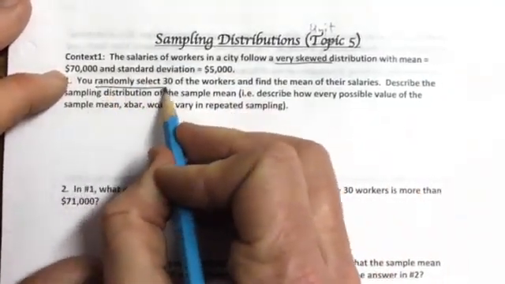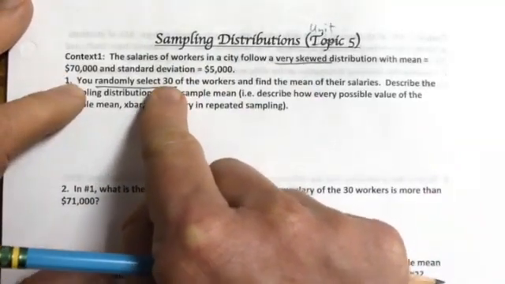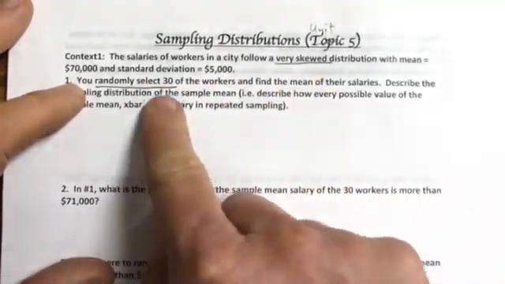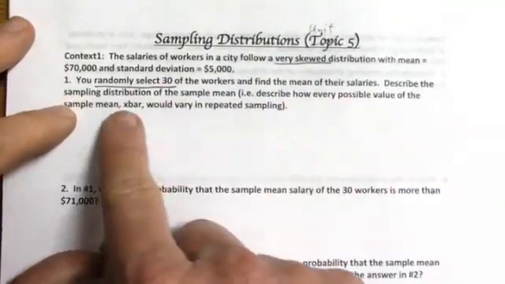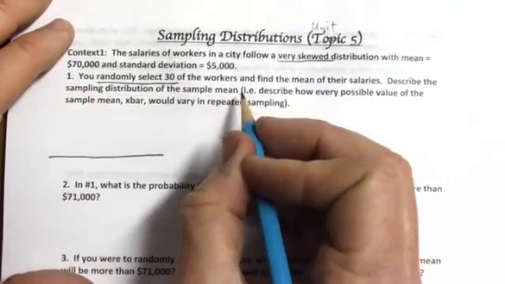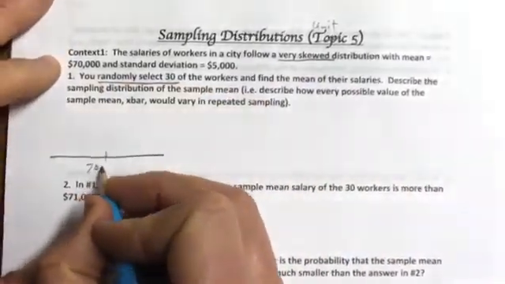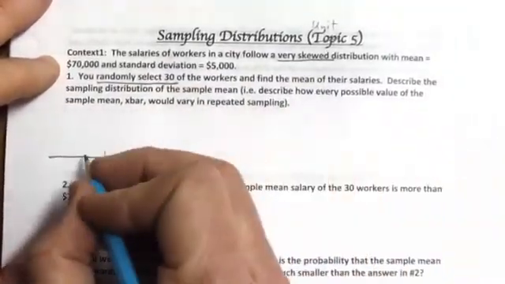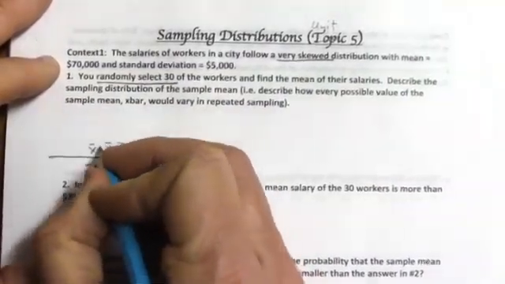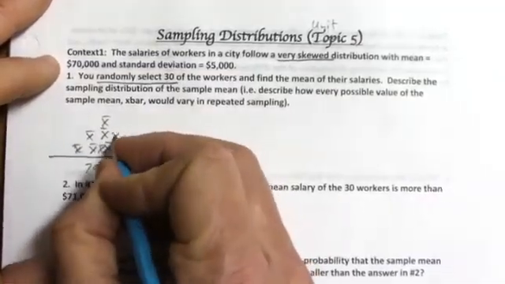You randomly select 30. Now, by the central limit theorem, our sampling distribution will be approximately normal because our sample size is 30 or more, even though the population is skewed. And you find the mean of their salaries. Describe the sampling distribution and the sample mean. Well, it is going to be every value x bar could take. Since we don't have bias and our true mean mu is 70,000, our x bars, our sample means, are going to be around 70,000 and they will be approximately normal because of the central limit theorem.